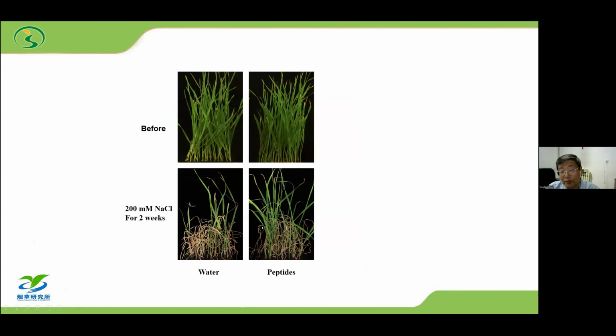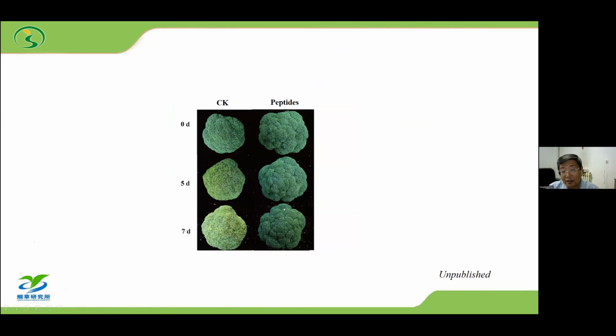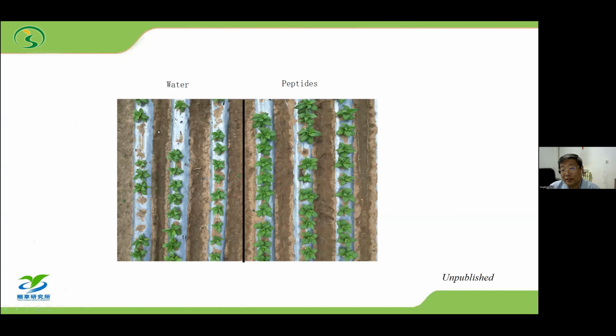So this is a peptide treatment to increase wheat plants' tolerance to salt treatment. You can see this is the treatment. This is control. Oh, this is another. This is a cauliflower head after harvest. When we treat this cauliflower head with peptide, we can increase the shelf life or keep the cauliflower head fresh for a couple more days. So this is the tobacco plant in the field. After treatment with peptide, we can see significantly improved growth and development of the tobacco plants.